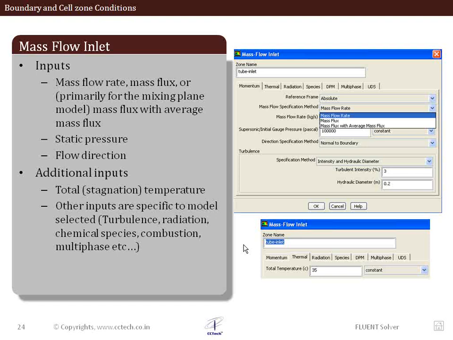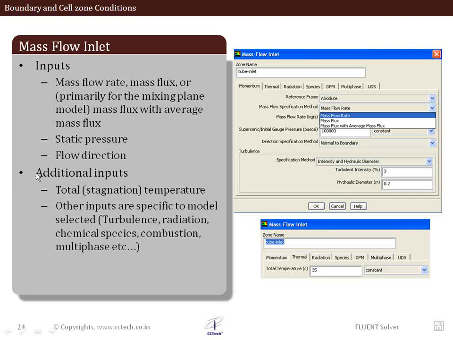This is primarily meant for the mixing plane model in dealing with multiple reference frames. This is something which I'll discuss in a separate lecture when we deal with some advanced topics, moving deforming zones kind of problems. But here most of the time we'll be done with mass flow rate, which specifies kg per second or kg per minute or kg per hour of mass coming inside, or mass flux, which would be the mass flow rate per unit area. This can also be specified.